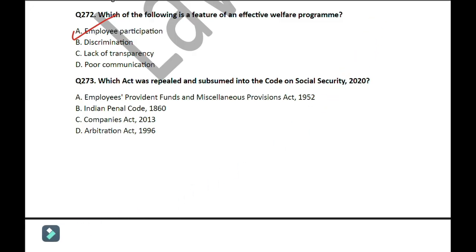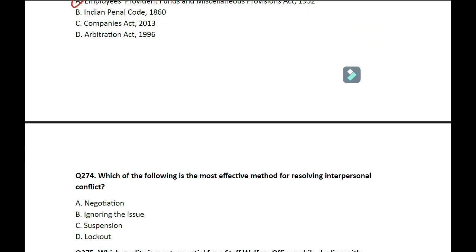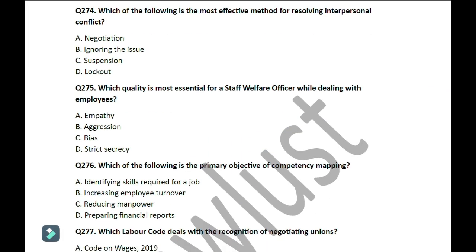Move on to the next question. Question number 273. Which act was repealed and subsumed into the Code on Social Security 2020? So here the correct answer is Employees' Provident Funds and Miscellaneous Provisions Act 1952. Move on to the next question. Question number 274. Which of the following is the most effective method for resolving interpersonal conflict? So here the correct answer is negotiation.